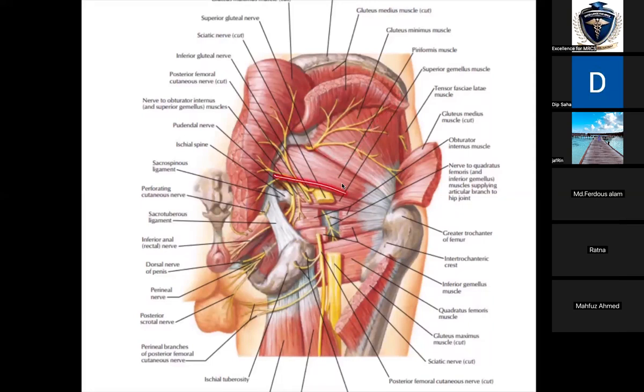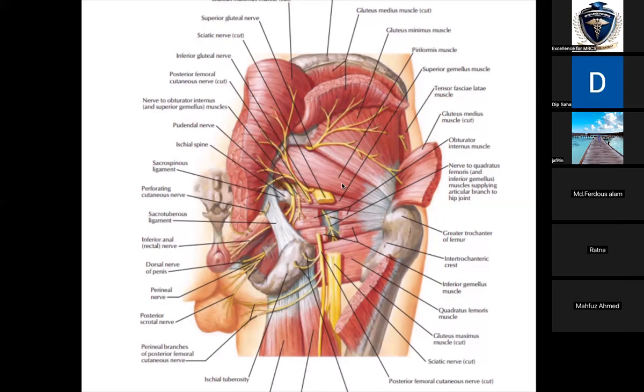Below the piriformis muscle comes the sciatic nerve, along with the inferior gluteal nerve. What is the root value of the inferior gluteal nerve? Lumbar 5 to sacral 2. And this nerve supplies which muscle? Someone tell me. Yes, gluteus maximus.